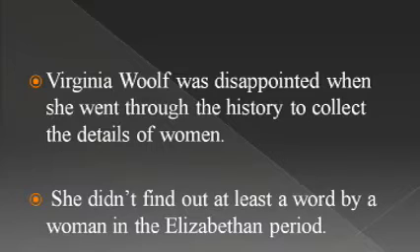Virginia Woolf was disappointed when she went through the history to collect the details of women. She didn't find at least a word by a woman in the Elizabethan period. Most of the men wrote poems, sonnets, plays. Then what happened to women? So she decided to collect the living conditions of women in that era. She assumed a woman's living conditions should have a connection with her creativity.